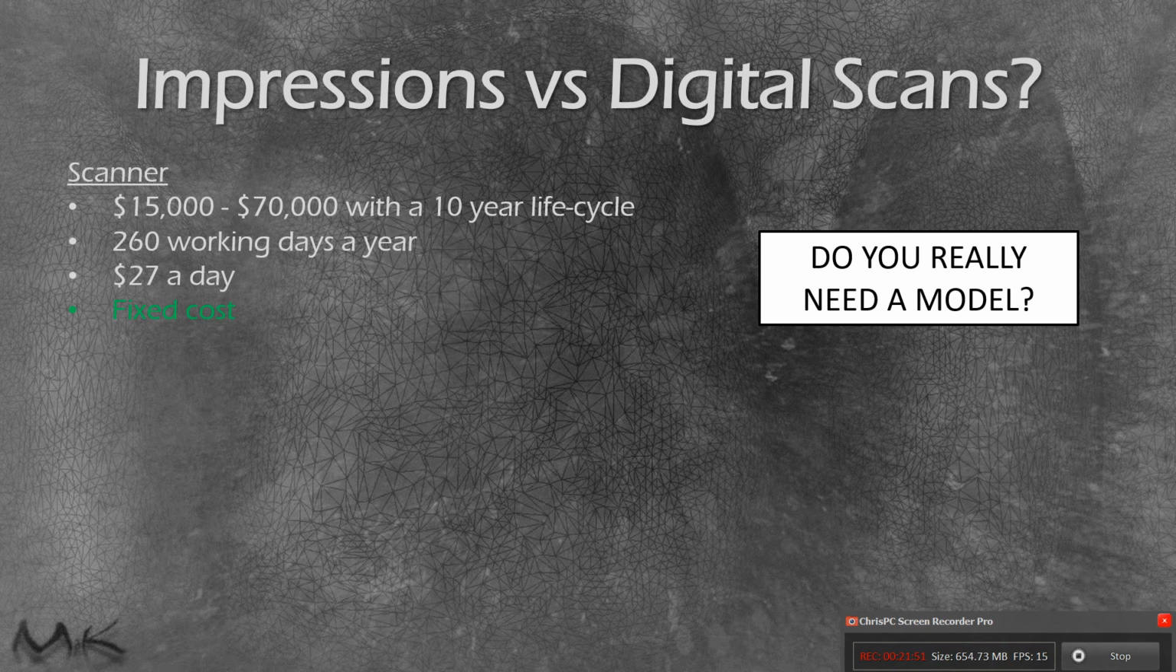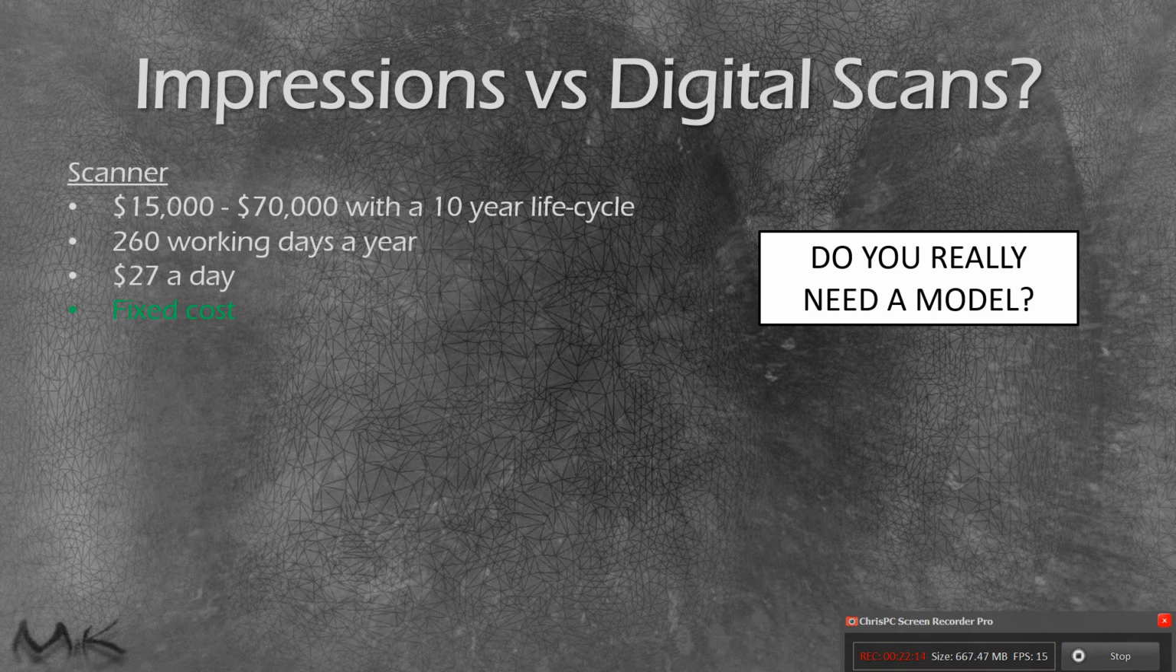So if we're looking at it from the ability of saying, well, maybe we don't need the physical model and we can rely on the computer model for most needs, we can look at it almost as a fixed cost. We've already paid for our scanner. And depending on what scanner you have, it could be anywhere from $15,000 to $70,000. And I like to think they have about a 10-year life cycle.